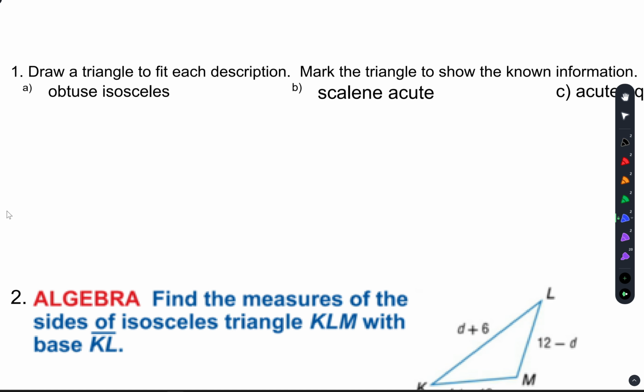What does obtuse mean? Anybody? What is obtuse? It's on the last page. Casper. One angle is greater than 90 degrees. What does isosceles mean? Obtuse told me about the angles. Isosceles tells me about the sides. How many sides are congruent in an isosceles triangle, Caitlin? 2 legs congruent. So let's draw this.